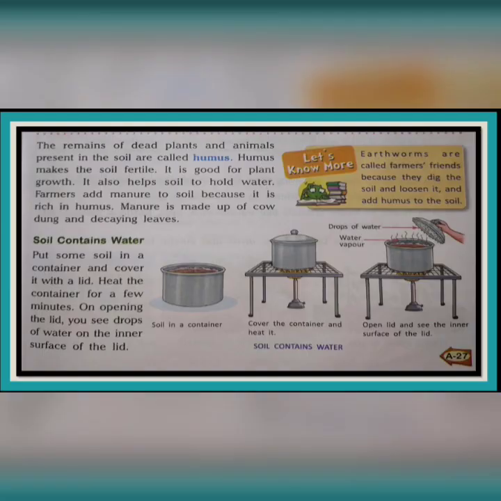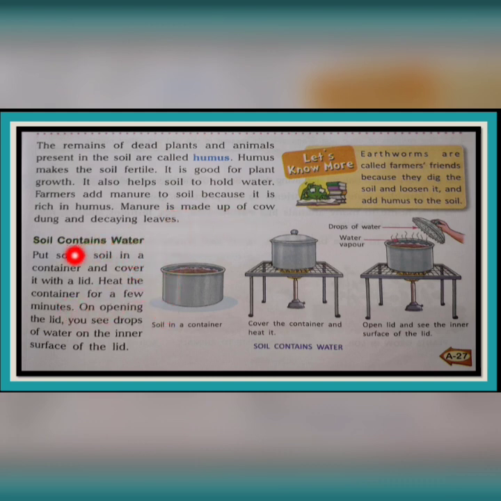Next we have what soil contains. So soil contains water and air, and it also contains humus. So what is humus? The remains of dead plants and animals present in the soil are called humus. It makes the soil fertile and good for plant growth. Humus also helps to hold water. Okay, farmers add manure to soil because it is rich in humus. Okay, manure is made up of cow dung and decaying leaves.